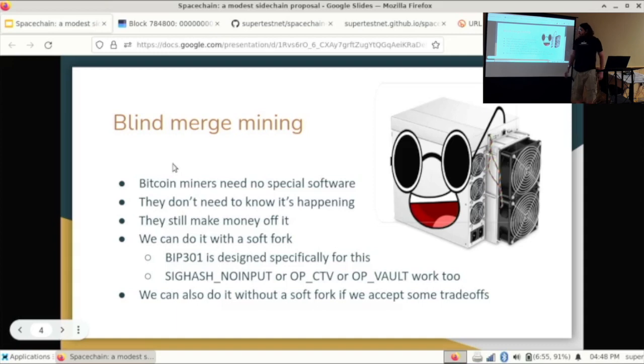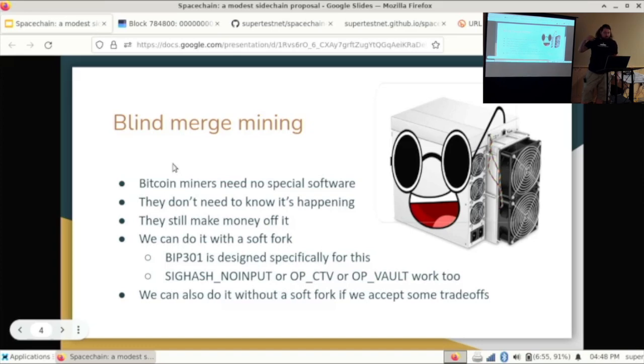Is that you can do it with a soft fork. Mr. Bit300 right here wrote one of them. Bit300 lets us do this. I also invented blind merge mining in January 2017, but Ruben invented the idea of doing it in a normal transaction.